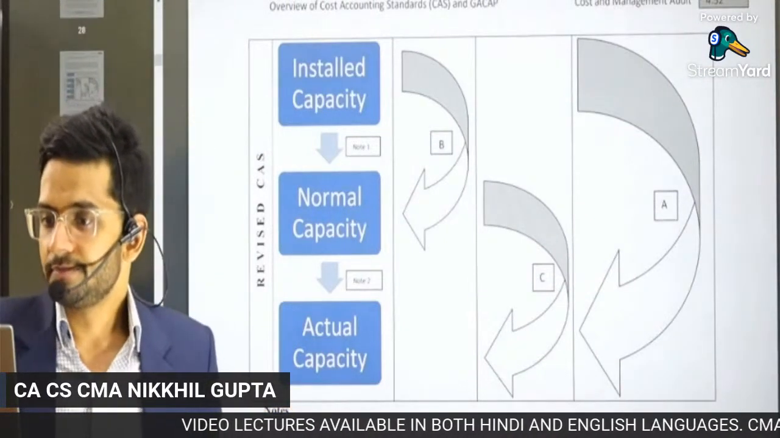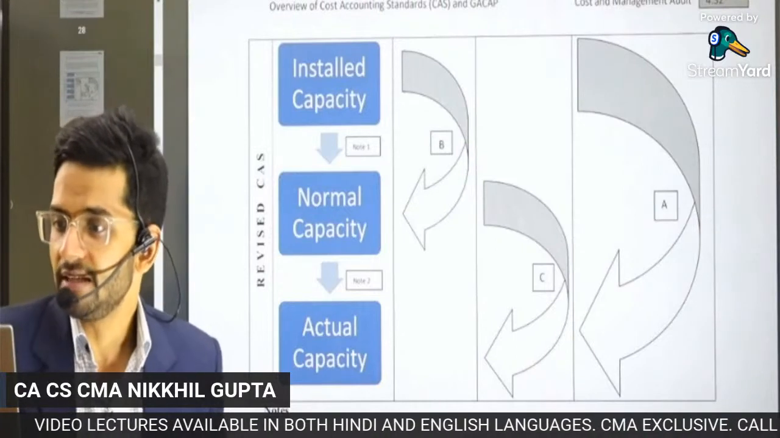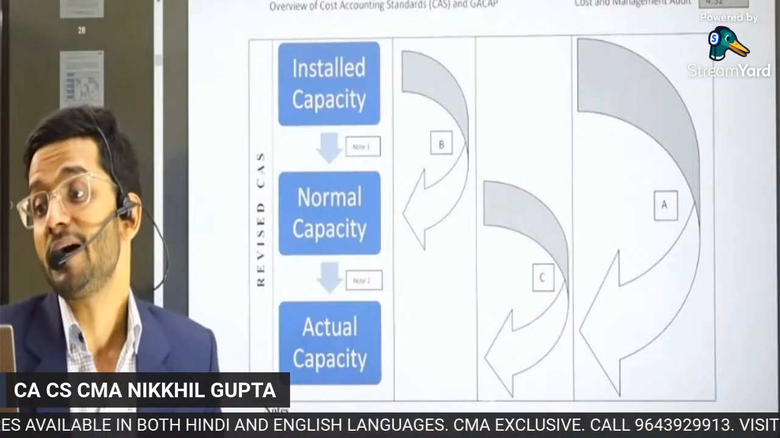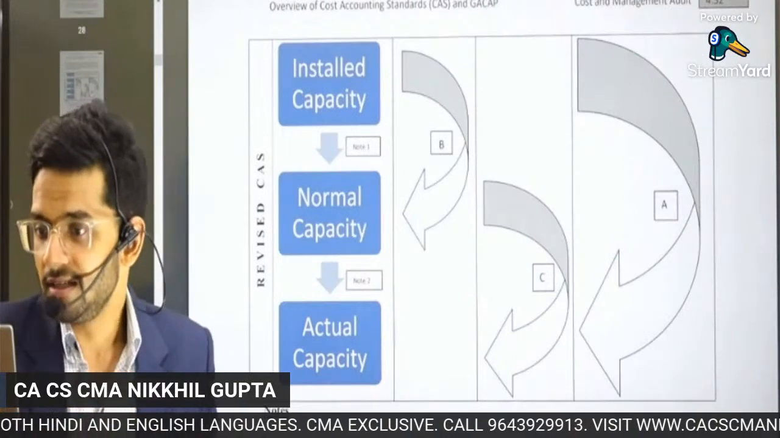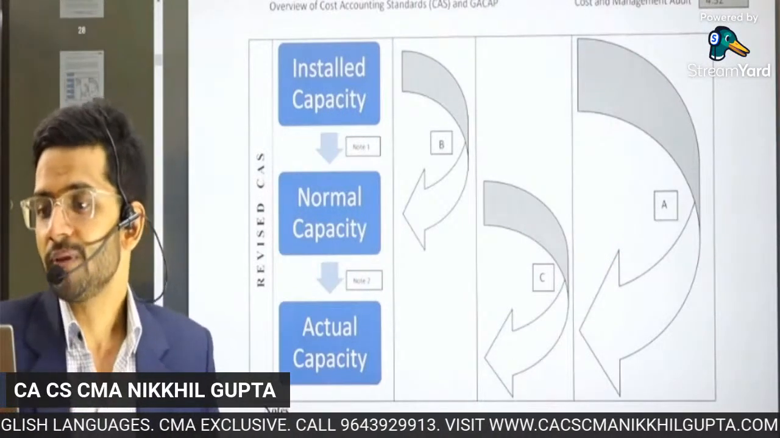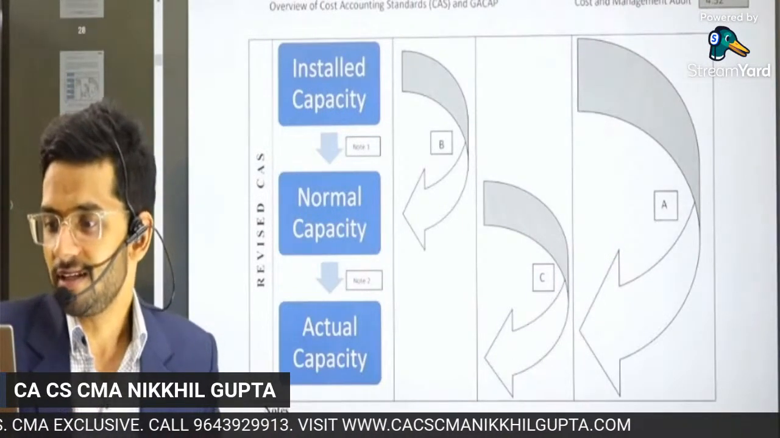Normal idle capacity is the reduction for planned maintenance, holidays, and changeover of batches. Very good. Goshal has learned the examples also. Idle time and maintenance are deducted from installed capacity. Very good.